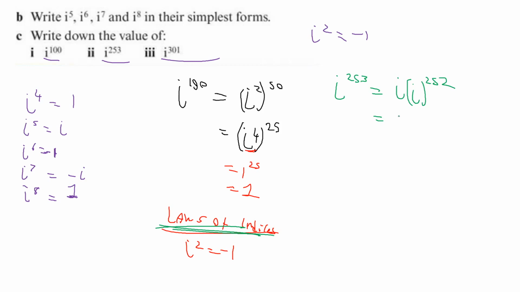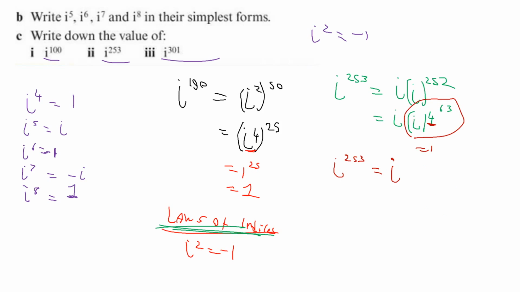i to the 252 is the same as i to the 4, all to the power of 63. Yeah? And because we have i to the 4, we know that this is all equal to 1. So i to the 253 has to be equal to i.